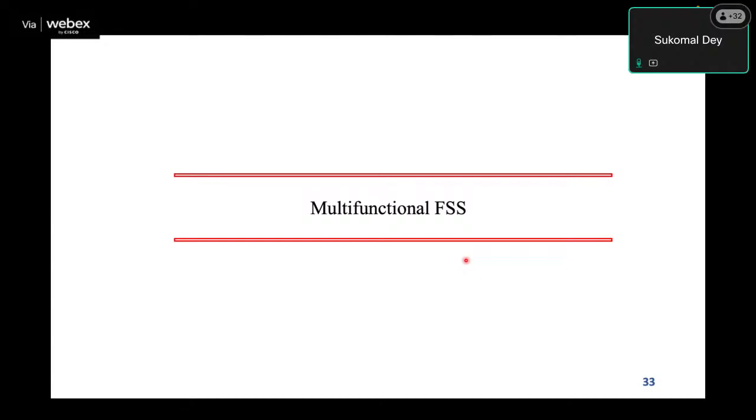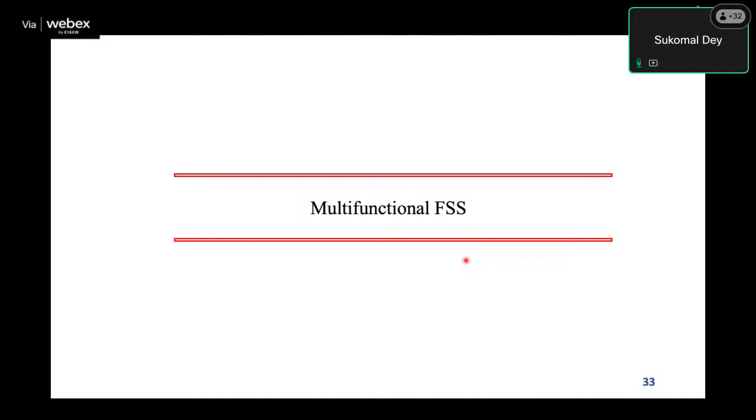Now, whatever concepts you have learned so far, you know all the basic topologies of FSS. You know what things one should concentrate on or consider during the design for making an FSS structure, like it should obey the grating lobe performance.